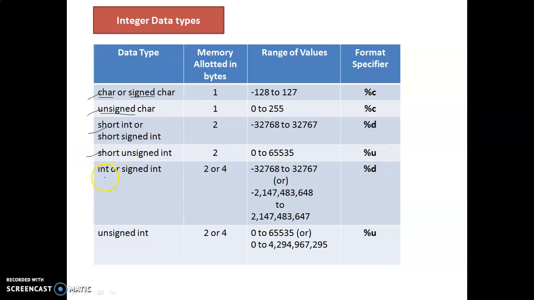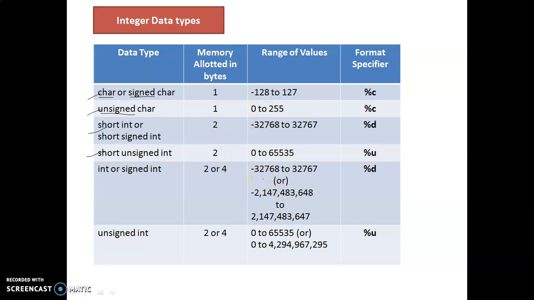Next one, integer, or it is also written as signed integer. It occupies 2 bytes of memory or 4 bytes of memory. So these sizes are compiler dependent. Suppose if you use a 16-bit compiler, it will assign 2 bytes of memory, or if you use a 32-bit compiler, it will assign 4 bytes of memory, or if you go for a 64-bit compiler, it will assign some other amount of memory. So all these byte allocations are dependent on the compiler.